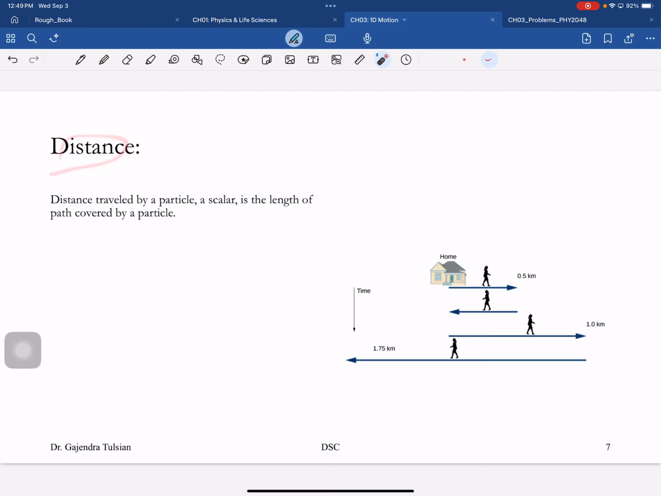Okay, distance is a scalar. So for this case, the displacement was this vector. Let me draw this displacement. The displacement was this vector. What is the length of that displacement? This is 1 kilometer, so this is negative 0.75 kilometers. That was the displacement.